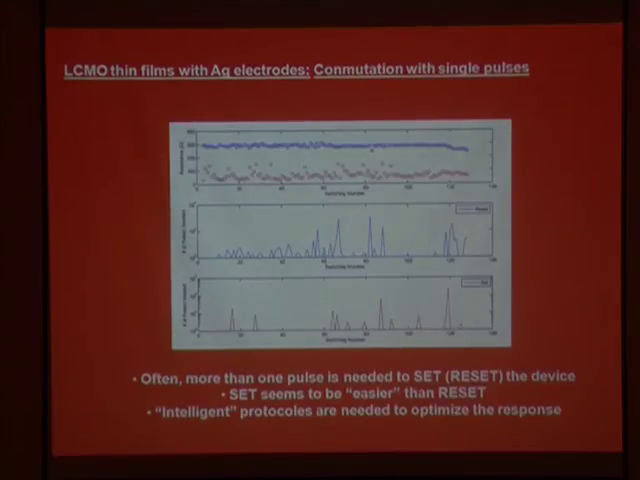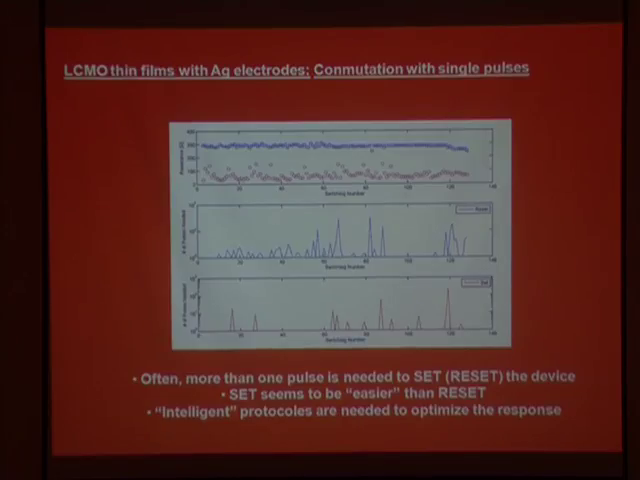Next, we try to switch between low and high resistance by applying pulses. We found that if we use the simplest protocol, that is applying a positive voltage for set or a negative voltage for reset, the efficiency of this procedure is really low. It's only about 50 or 20%.